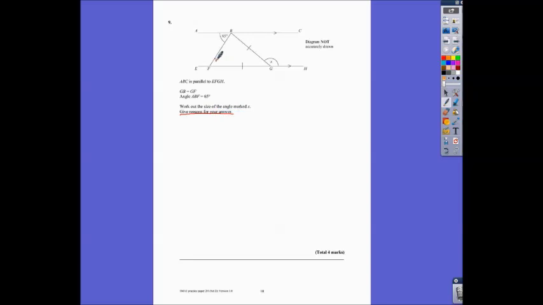So first of all, I know that that's going to be 65 because they are alternate angles. So angle BFG equals 65 degrees because it is alternate to angle, and this one here, so ABF. Next thing I know then is that this is also 65 because this is an isosceles triangle if those two sides are the same.